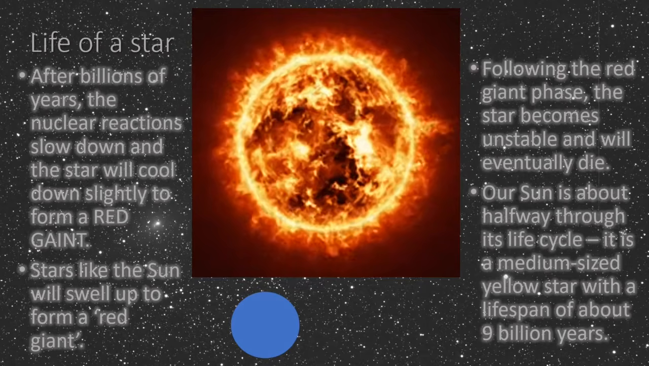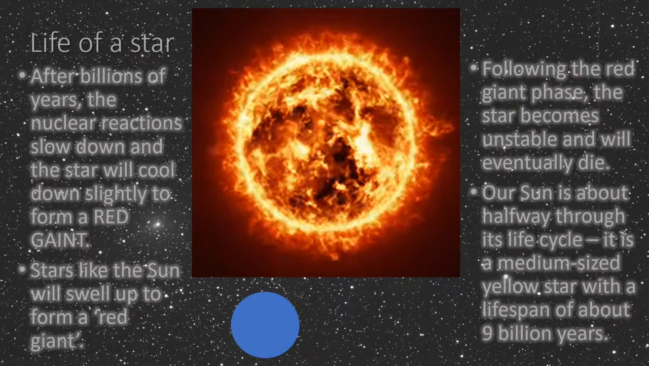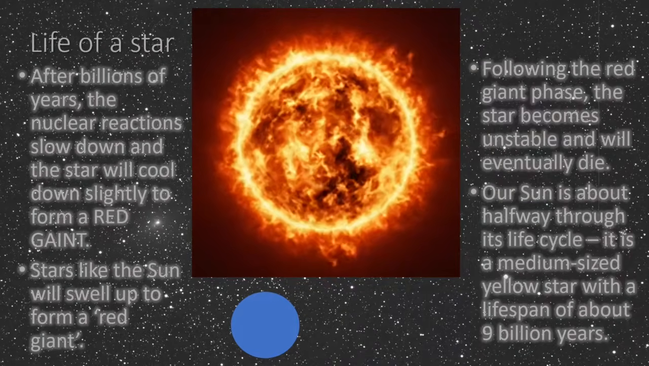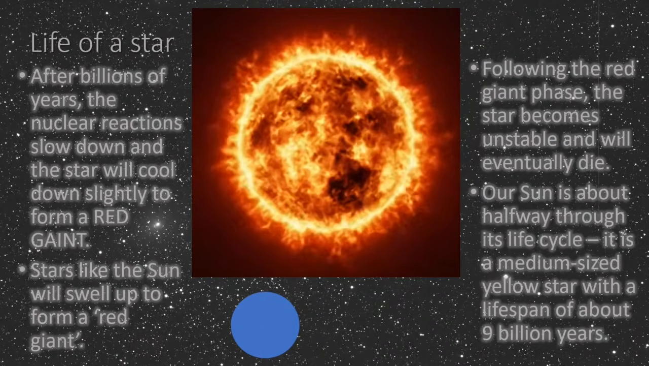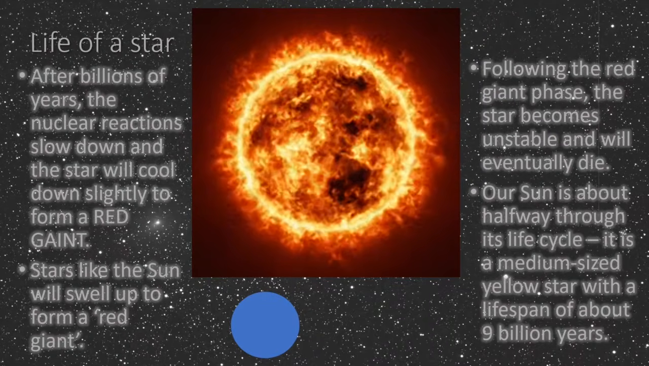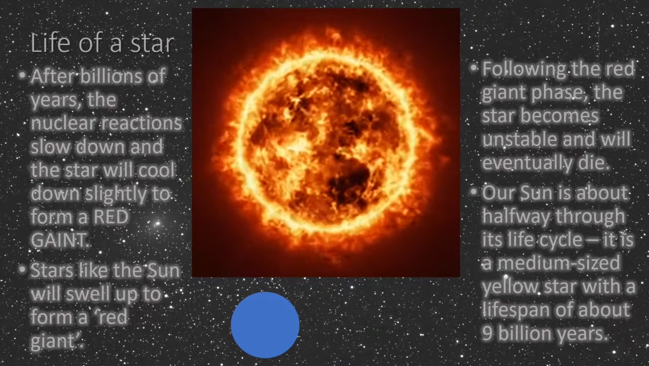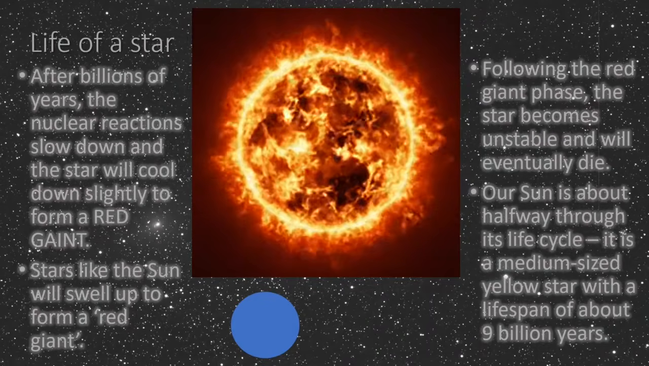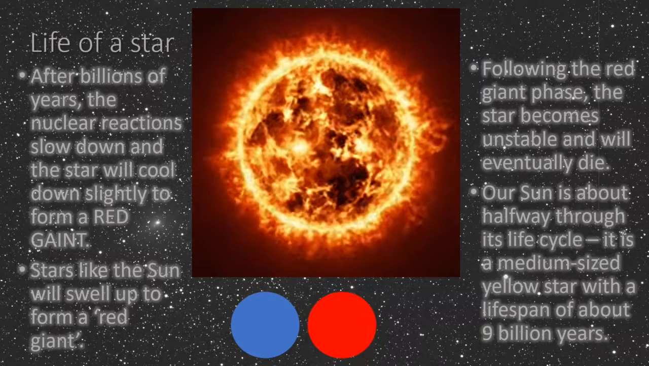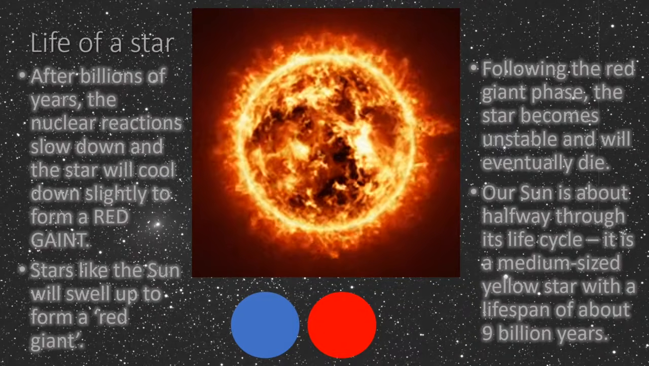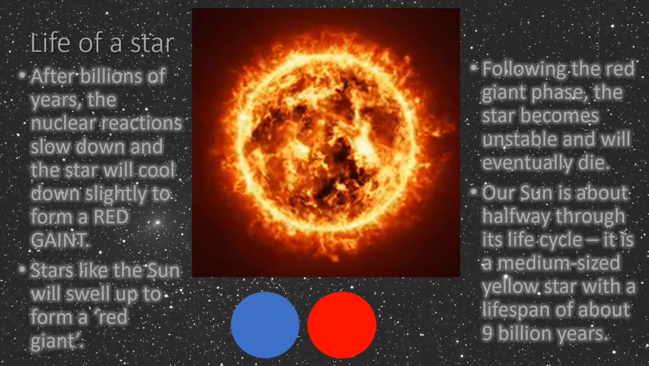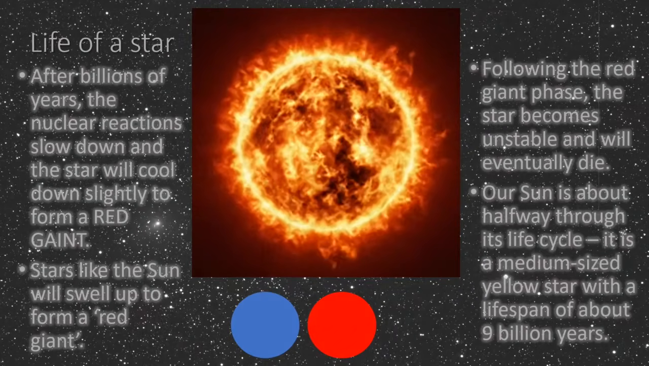That's why it can be seen as a medium-sized yellow star that has a lifespan of about 9 billion years. Something to remember when we mention the colors of stars is that different stars will have different temperatures and colors depending on their size. So a blue star will be the smallest and hottest of the stars, and red will be the biggest and colder of the stars due to its phase in its life cycle.